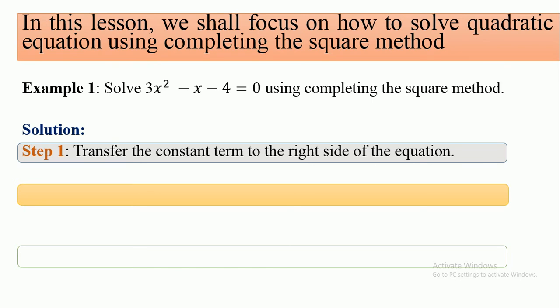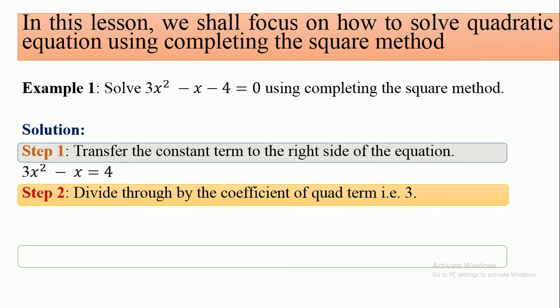Step 1, transfer the constant term to the right side of the equation. This is the given equation, which is in a standard form of quadratic equation. Take the constant term to the other side. So minus 4 to the other side will give plus 4. So we have 3x squared minus x equals 4. So that was the first step. Based on my experience, I'm able to come up with 5 steps. And if you follow these 5 steps, you will get your solution accurately.